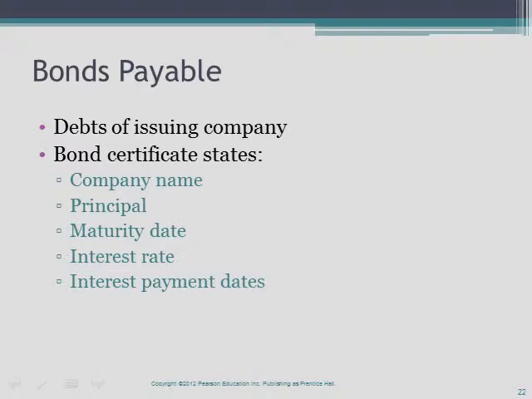Purchasers of bonds receive a bond certificate which carries the issuing company's name. The certificate also states the principal, which is typically stated in units of $1,000. Principal is also called the bond's face value, maturity value, or par value. The bond obligates the issuing company to pay the debt at a specific future time called the maturity date.